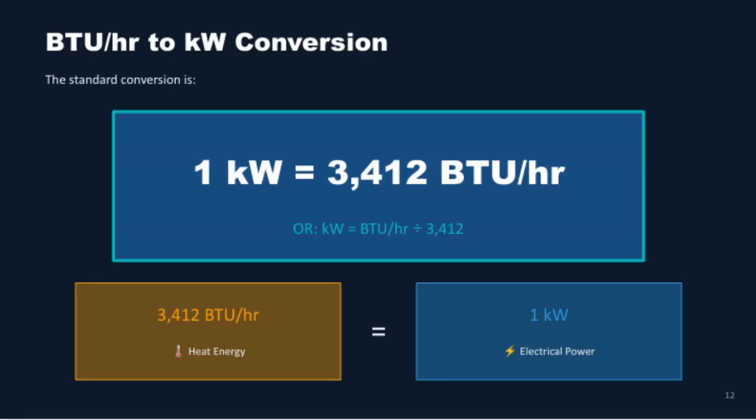Let's talk about electrical power and how it relates to heat energy. 1 kilowatt, or kW, is equal to 3,412 BTUs per hour. That means if you want to convert from BTUs per hour to kilowatts, you divide by 3,412. This conversion is a standard way to compare electrical power with heat energy, helping us understand and measure energy across different systems. It's a simple but essential calculation for anyone working with energy.